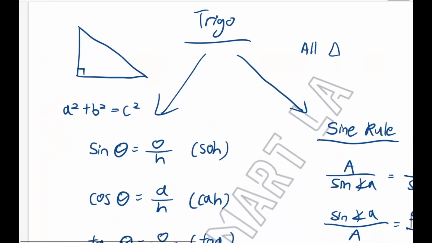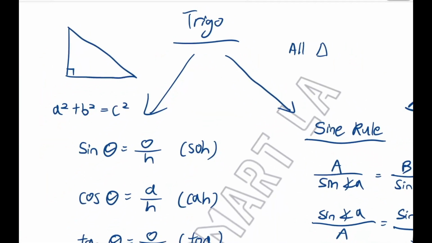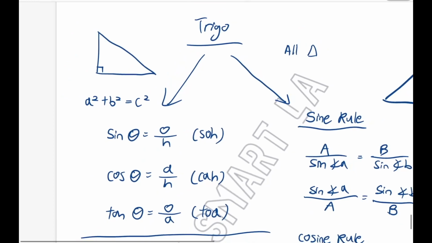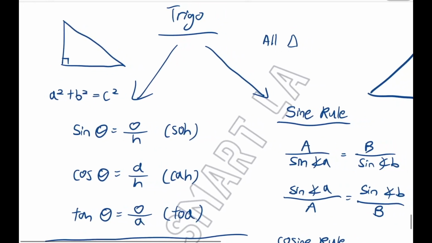Trigo can be split into two branches. So the first branch is actually your Tuakaso. Why Trigo can be split into two branches is actually because the first branch, the Tuakaso, can only be used for your right angle triangle. So over here, I've denoted it with a right angle triangle.